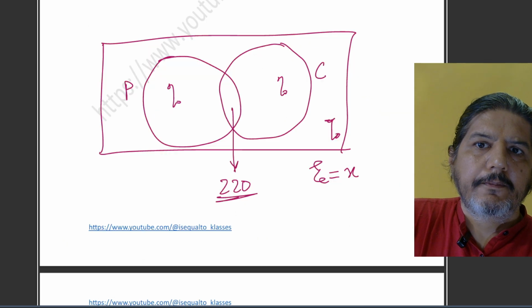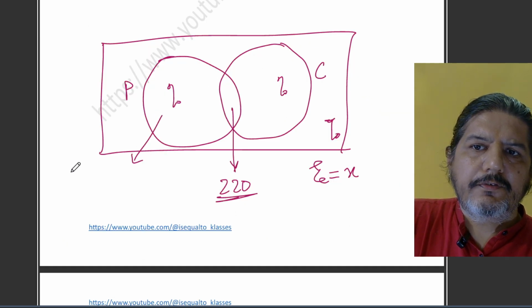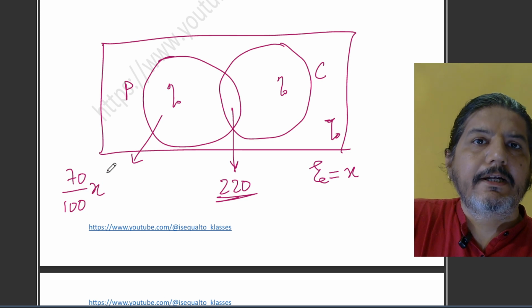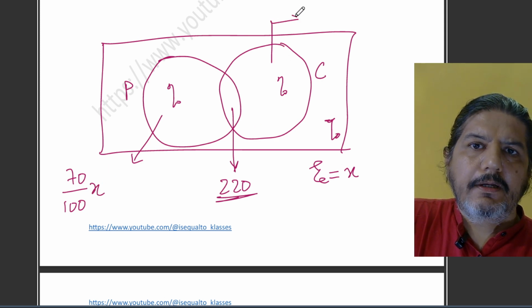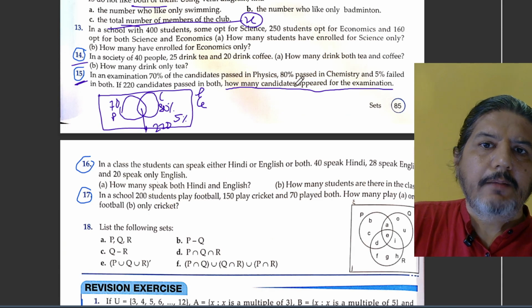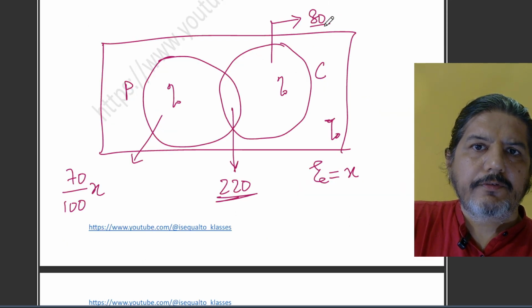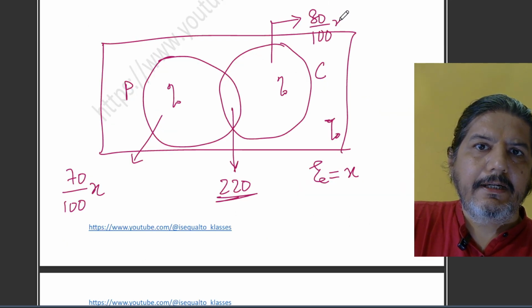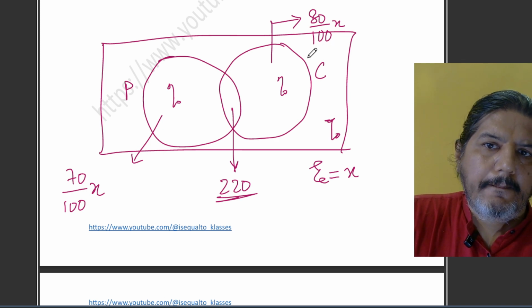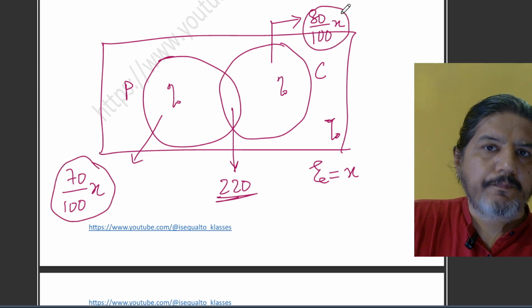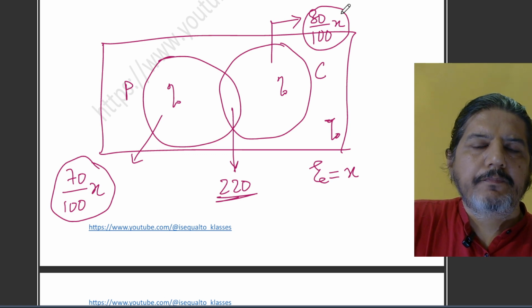So for example, when I'm calculating physics, which is 70%, physics would be 70% of x. You need to clearly understand this. When I'm calculating chemistry, chemistry is 80% of x. You'll have to write this as 80 upon 100 into x. So now this is 70% of x and this is 80% of x. So these are absolute numbers.